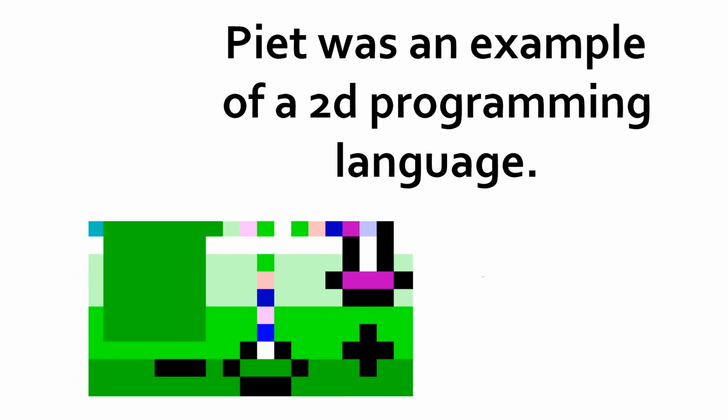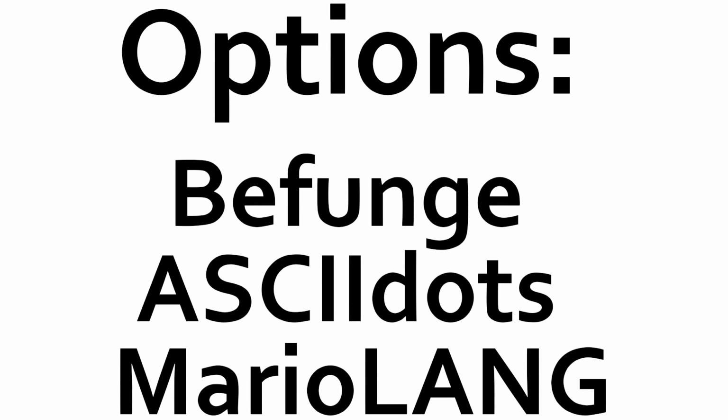I almost forgot something. In the next video, I will be doing a 2-dimensional programming language, and you guys will be voting on which one it is. You can choose between the original 2D programming language, Befunge, a newer language, ASCII Dots, which is meant to look like ASCII art, or Mario Lang, which was designed after Super Mario levels.